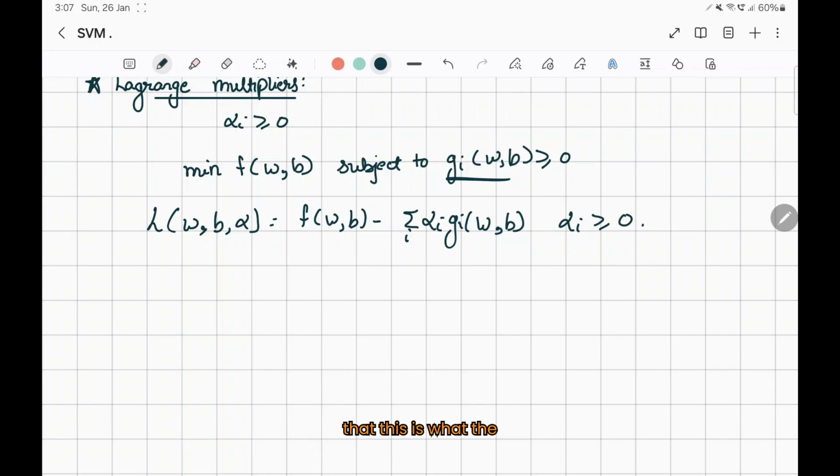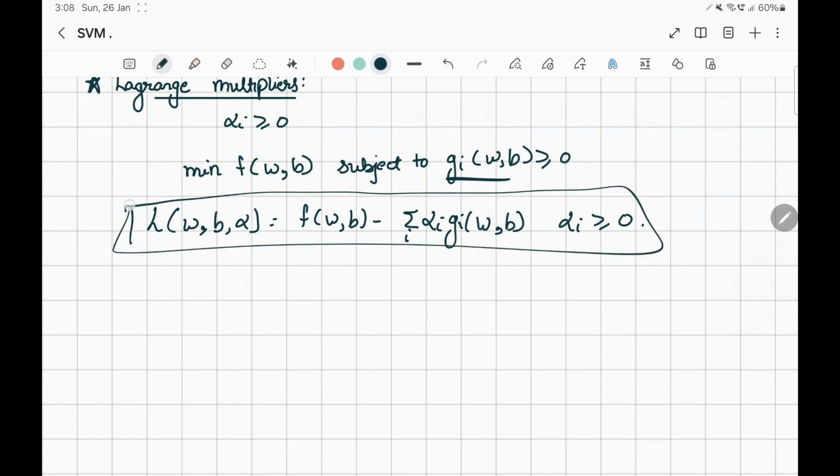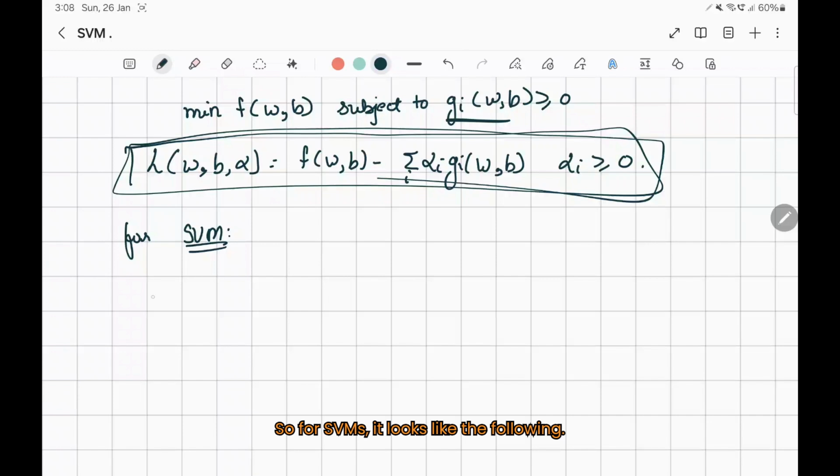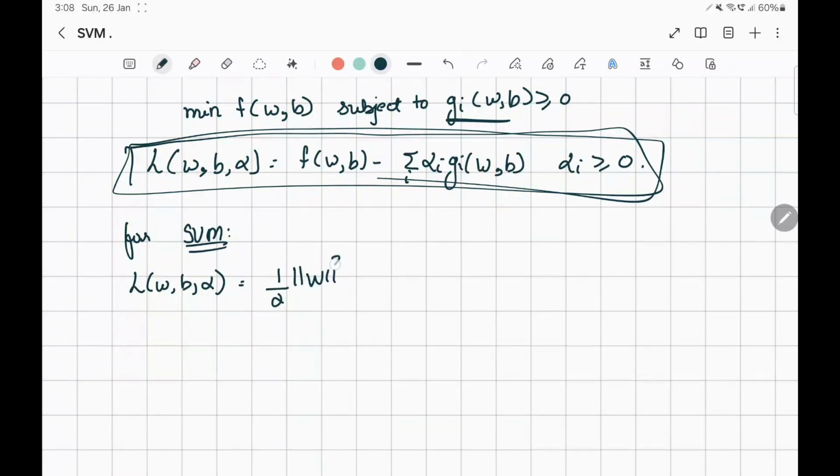But before that, this is what the Lagrangian in the case of SVMs looks like, right? This is the general formula, okay, for SVM. So for SVMs, it looks like the following. Again, we have the same setup more or less, and this is our objective. This is what we want to minimize, if you remember.